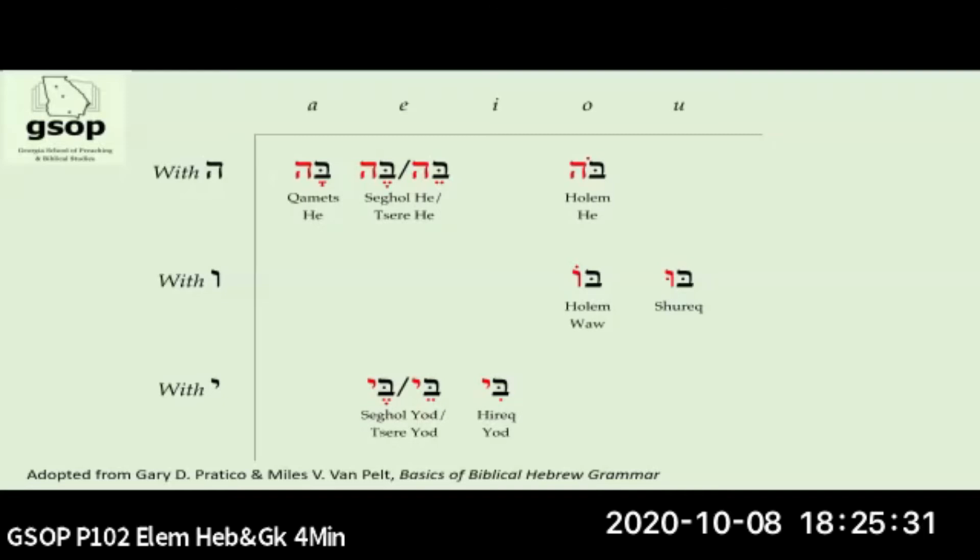So anyway, you have the vowels with a hey, vowels with a vav, and vowels with a yod, and they're the exact same as we had with the changeable vowels. These are just with the consonant letters.